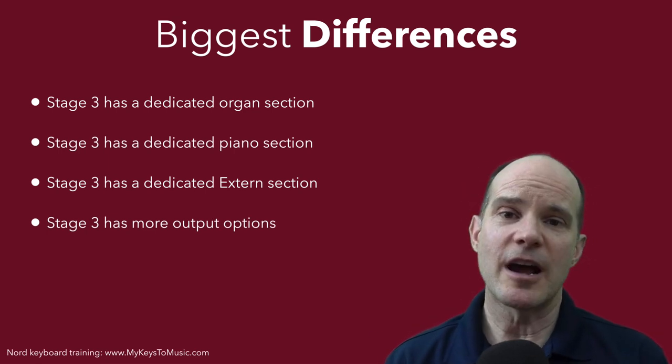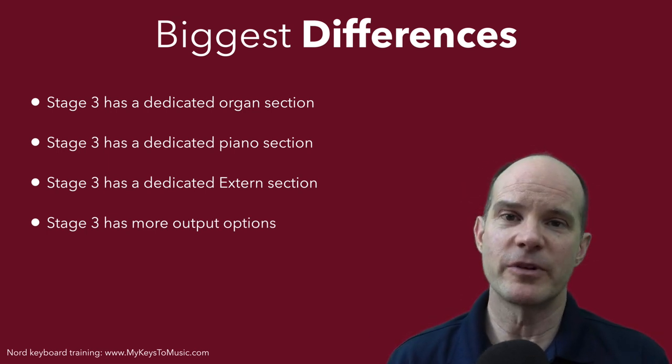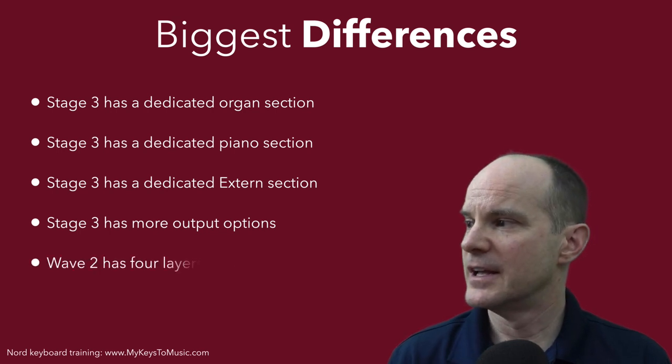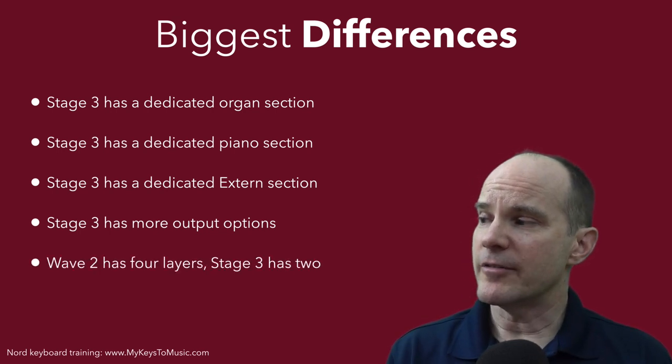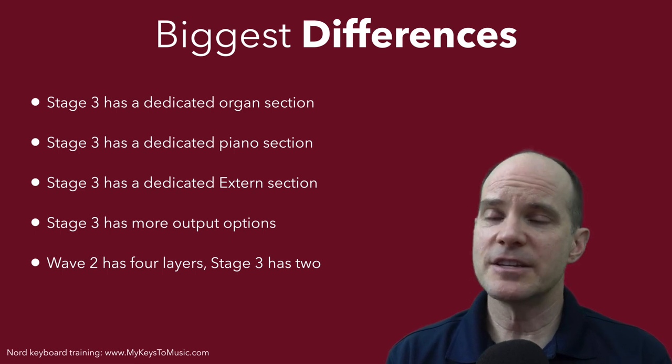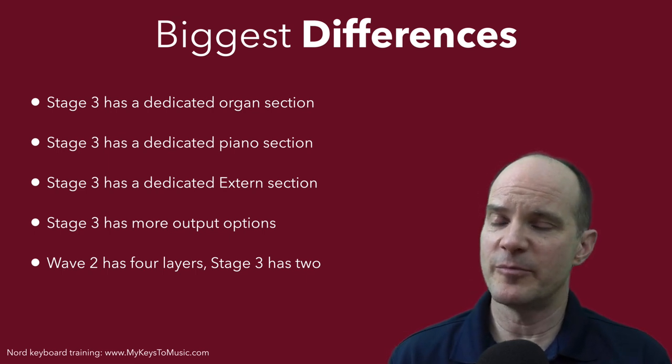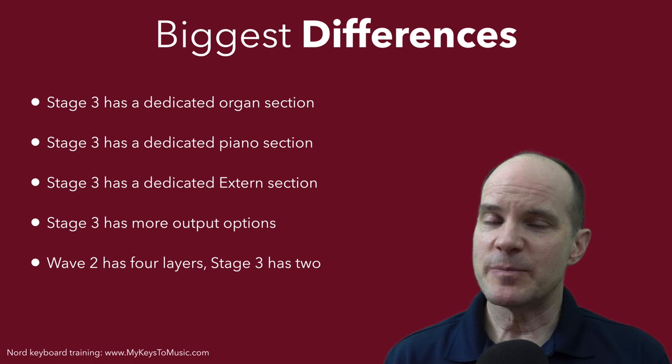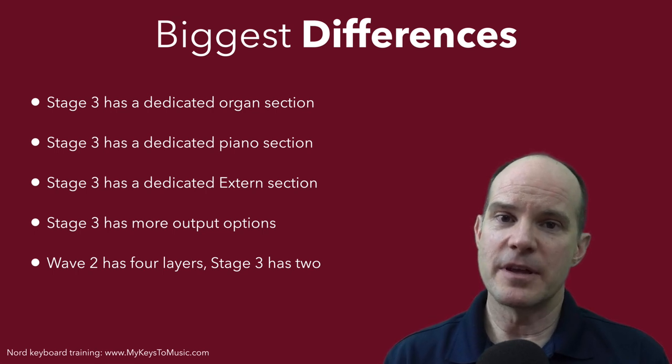The Stage 3 has more output options, which you'll see here in detail when we go through the output section of this video. The Wave 2, however, has four layers, whereas the Stage has two layers in the form of panel A and B. So in that respect, if you're talking strictly about the synth and strictly about the samples, you can play up to four with the Wave 2. You can only play two with the Stage 3.